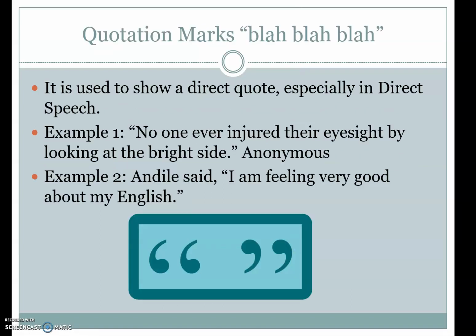Next, quotation marks. There I just put blah, blah, blah, because that means you are quoting something that has been said. I'll explain it a little bit in depth now. Quotation marks are used to show a direct quote. Direct quote means when someone has said something and you are taking exactly what they said and you are saying it again. So that is a quote. We use quotation marks especially in direct speech. Okay. Example number 1.